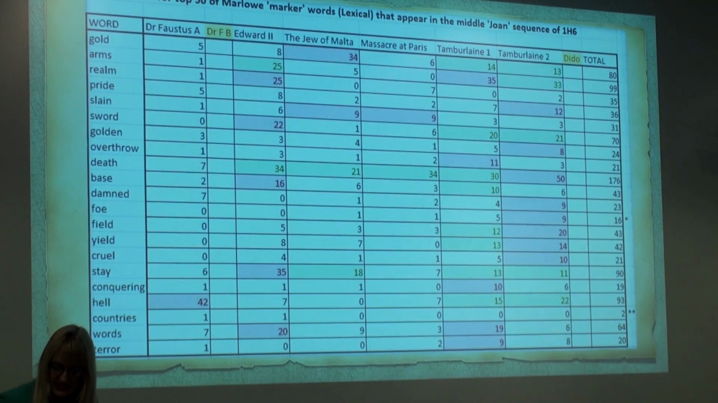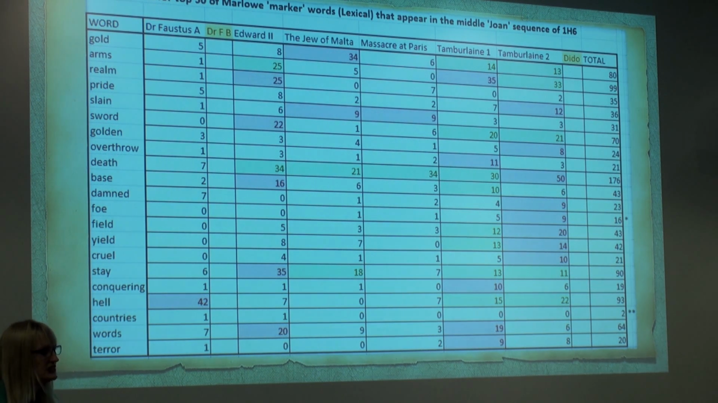Stay is a similar issue here, and it's a cross-genre word. What is Shakespeare's use of stay? If Marlowe was compared with Shakespeare's canon, is it still a marker word? Look also at countries. Countries here.